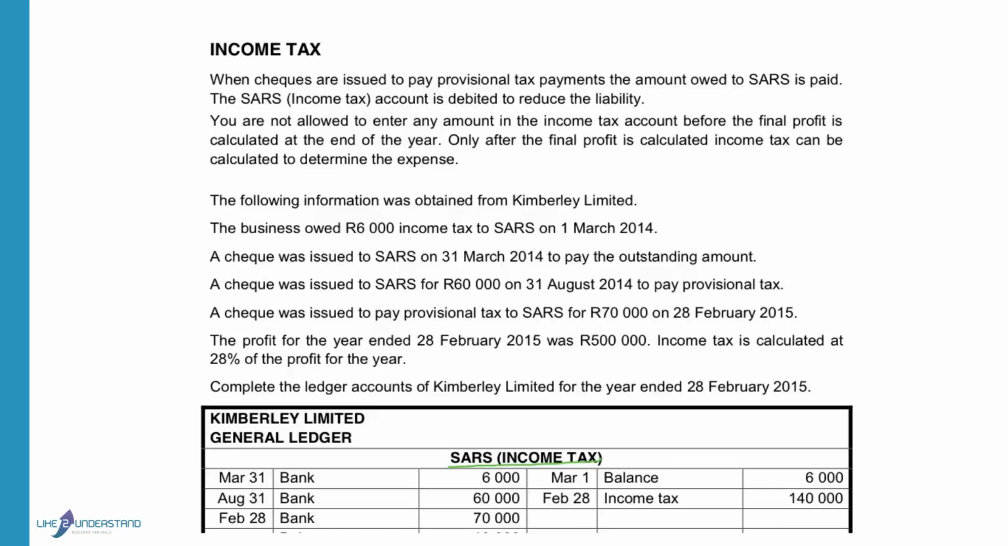When checks are issued to pay provisional tax payments, the payments are made to SARS to pay the money that the business makes on the profits to SARS. That means this SARS account must be reduced so that the liability can be reduced. Now remember that SARS is a liability.